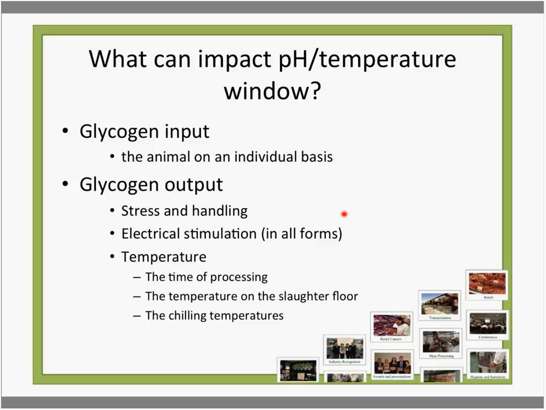So what can affect our pH and our pH window? We've gone through the input, so what the animal needs when it comes in and how it's been handled before it gets there, and also, as I put here, it needs to be on an individual basis. We do a very good job of seeing a herd the same way and expecting all the herd to act the same way and the meat to come out of that herd exactly the same. And that's unfortunately not the reality of biology.